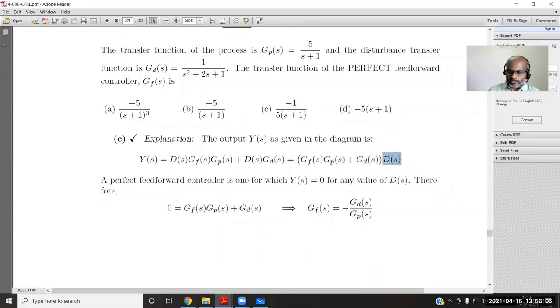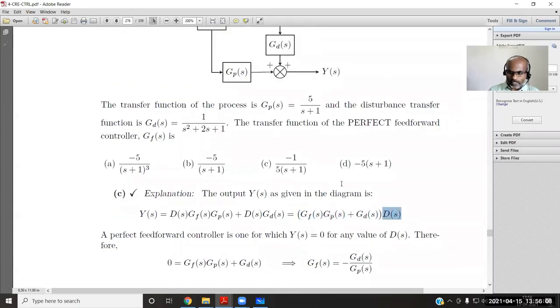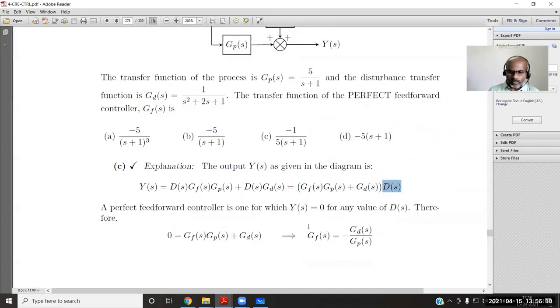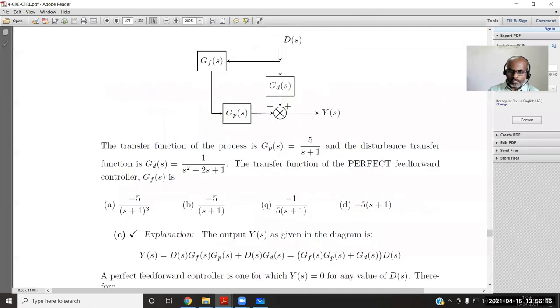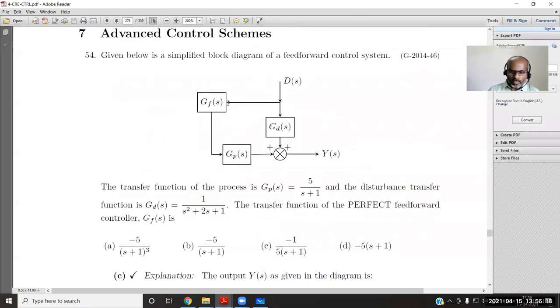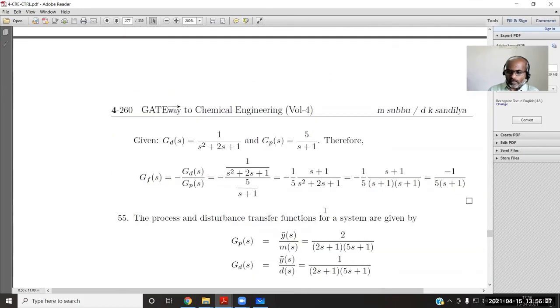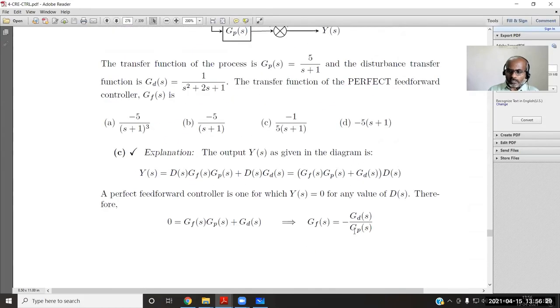Of course, D(s) is not 0. D(s) is the disturbance variable. So ultimately we are going to find this GF, which is nothing but the feed forward transfer function that is estimated, that is acting on the final control element. So GF(s) should be equal to minus GD(s) by GP(s).